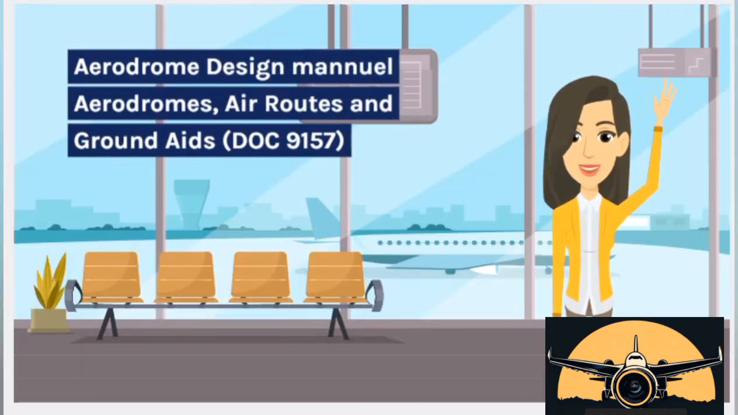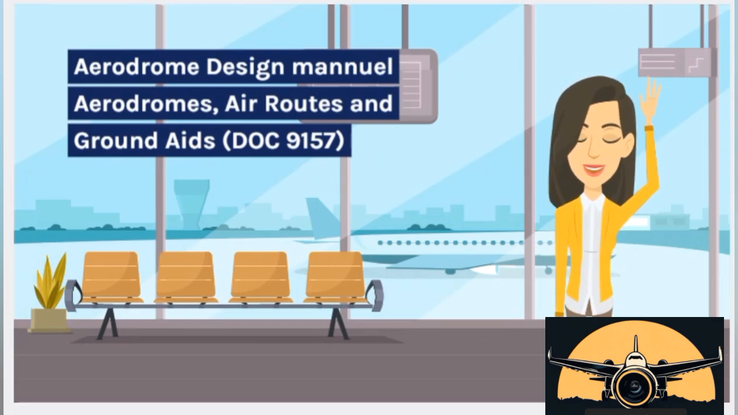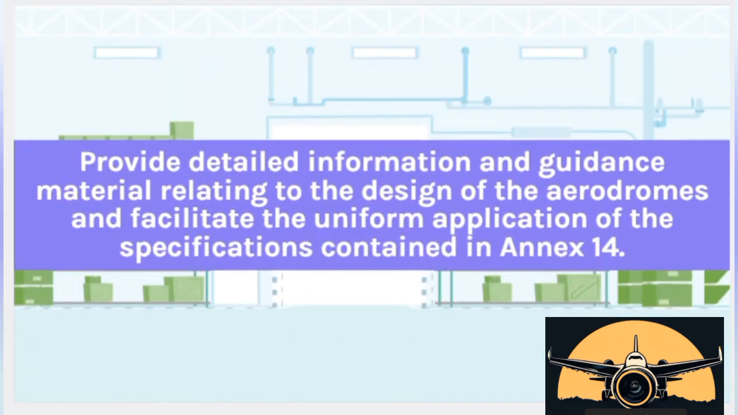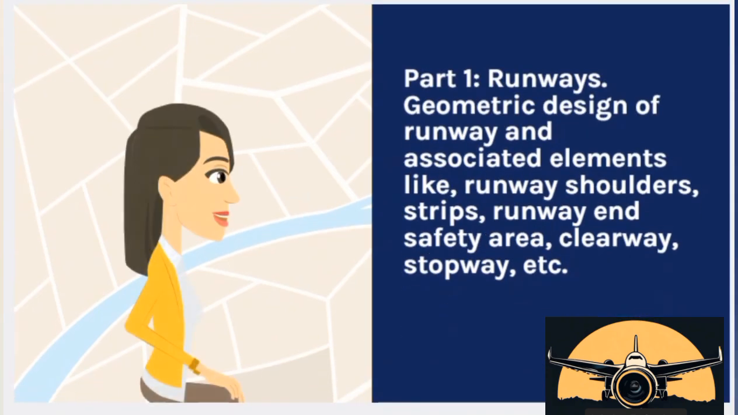Aerodrome Design Manual: Aerodromes, Air Routes and Ground Aids, DOC 9157. Provide detailed information and guidance material relating to the design of the aerodromes and facilitate the uniform application of the specifications contained in Annex 14. Part 1, Runways. Geometric design of runway and associated elements like runway shoulders, strips, runway end safety area, clearway, stopway, etc.